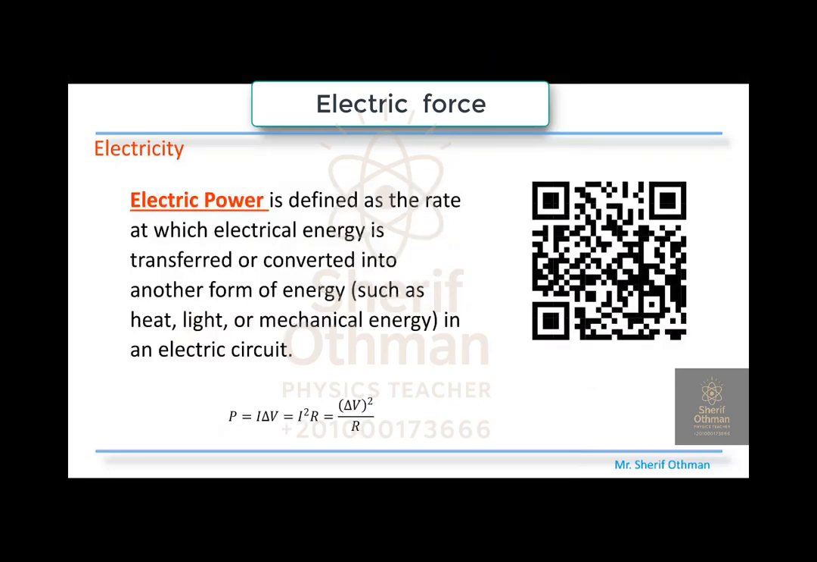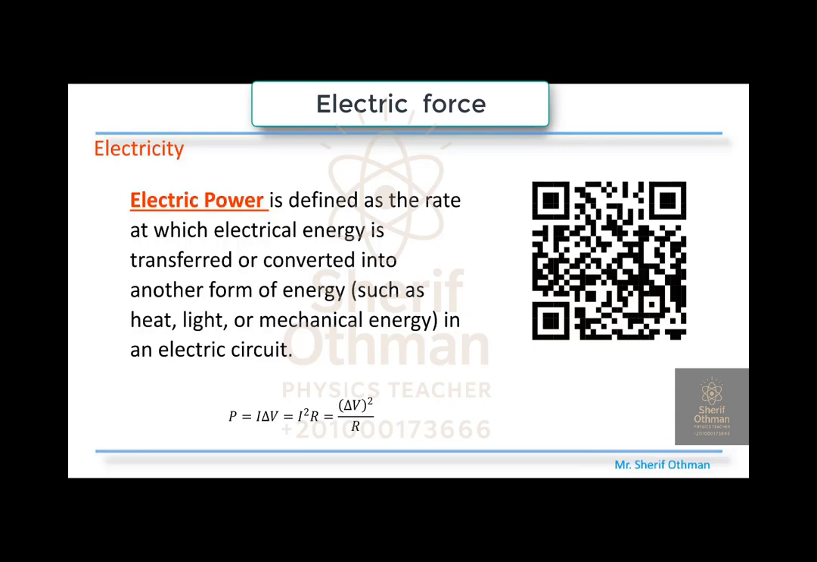The electric power, guys. What is the electric power? Electric power is the ability, as we said before, to do work in a certain time. The work done in a certain time is called power. So power is defined as the rate at which electric current energy is transferred or converted into another form of energy, such as heat, light, or mechanical energy in an electric circuit.